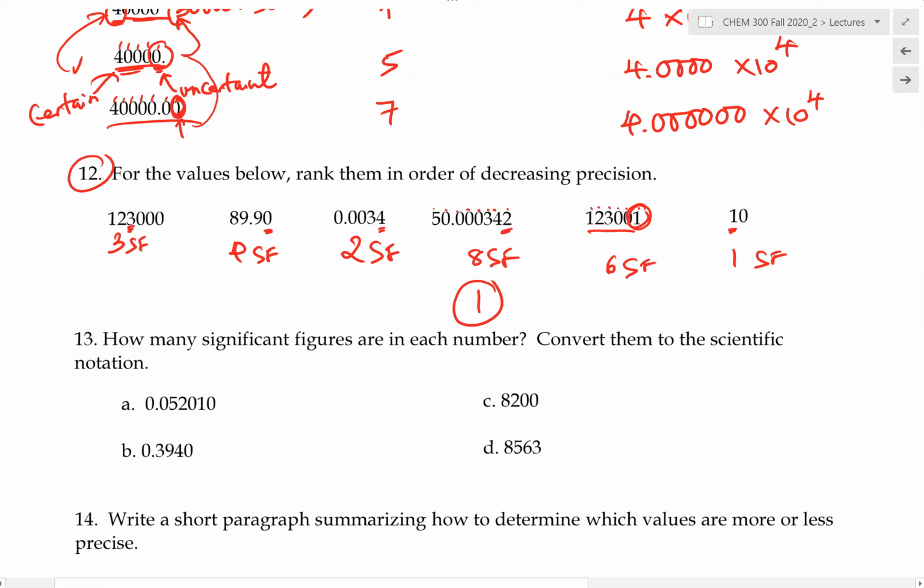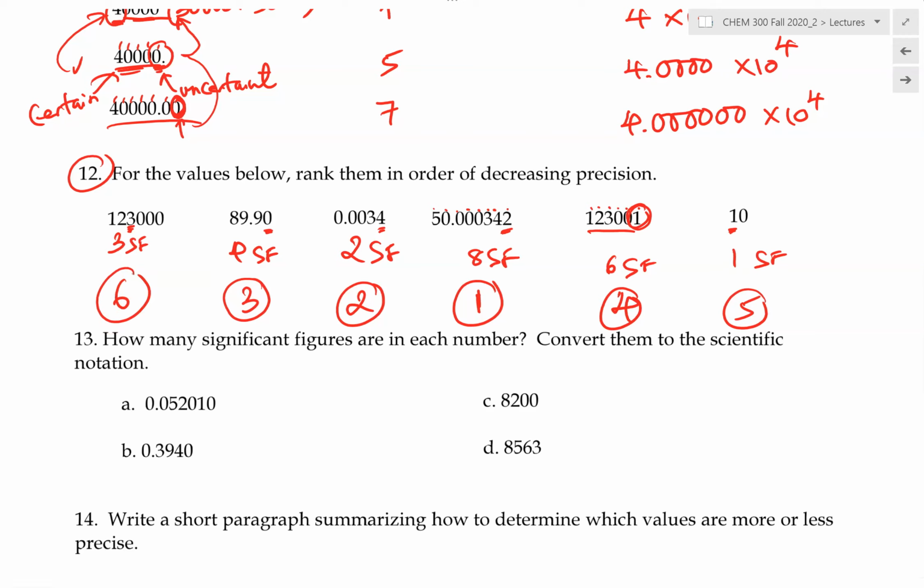And again, it's dependent on where the uncertainty exists that makes it more or less precise. The more decimal places that are significant, the more precise it will be. So first will be this value, followed by this value, then followed by this value, and then by this value, and next will be this one, and lastly this one. So that's how all of these values are ranked in decreasing order of precision.